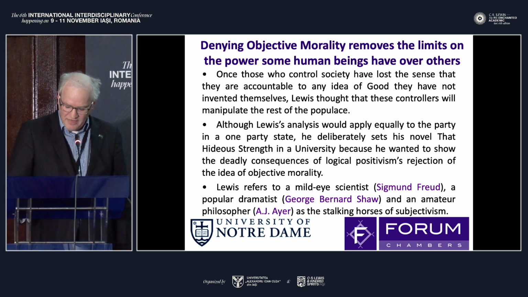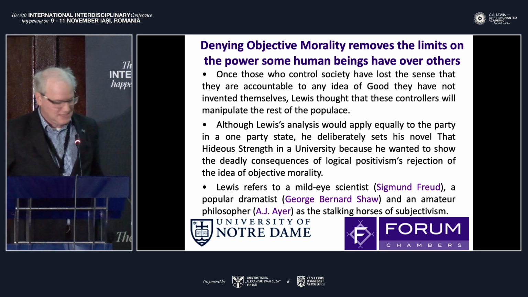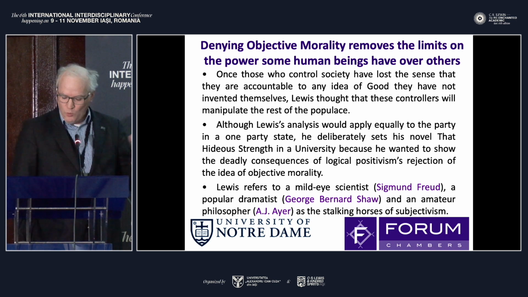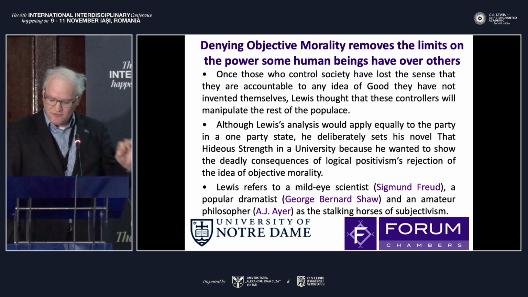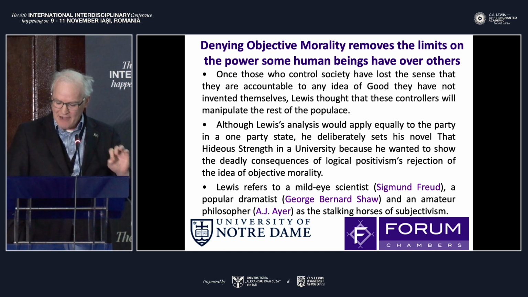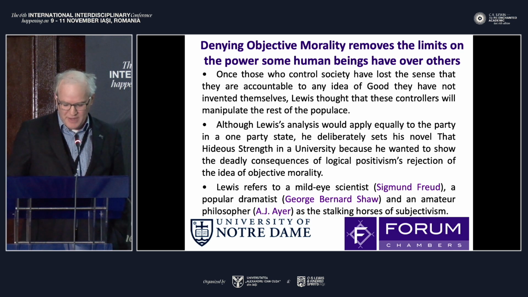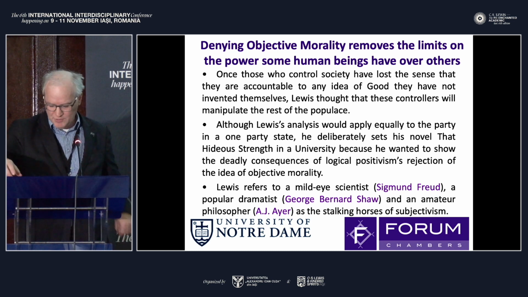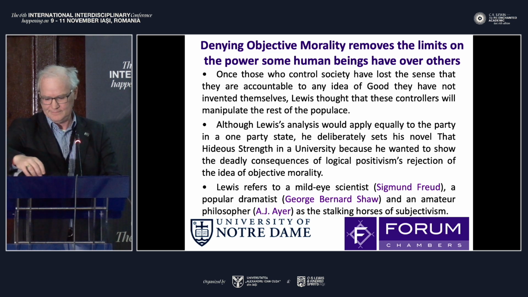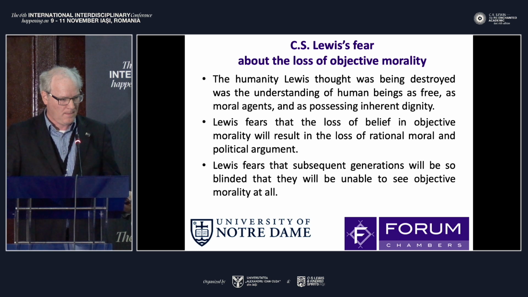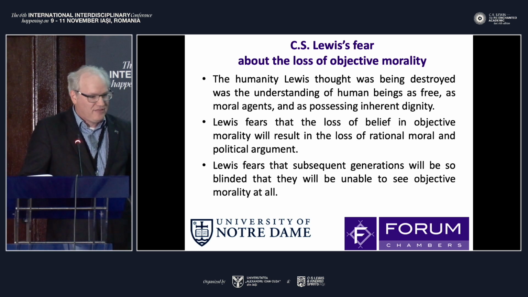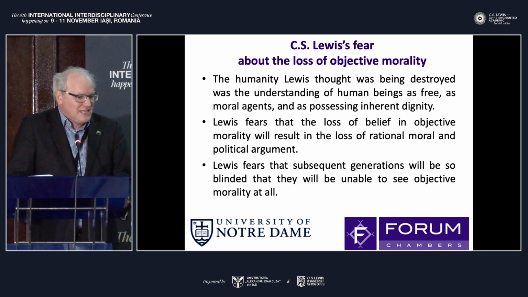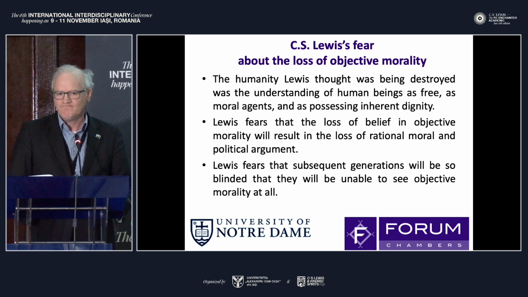For Lewis, nothing less than the future of the human race is at stake. The humanity Lewis thought was being destroyed was the understanding of human beings as free, as moral agents, and as possessing inherent dignity. And his fear was that once objective morality has ceased to be acknowledged and ceased to be taught, subsequent generations may be so blinded that they are unable to see objective morality at all. He thought that if we lose belief in objective morality, we'll lose the ability to engage in rational, moral, and political argument. Anybody seen any evidence of that loss happening?